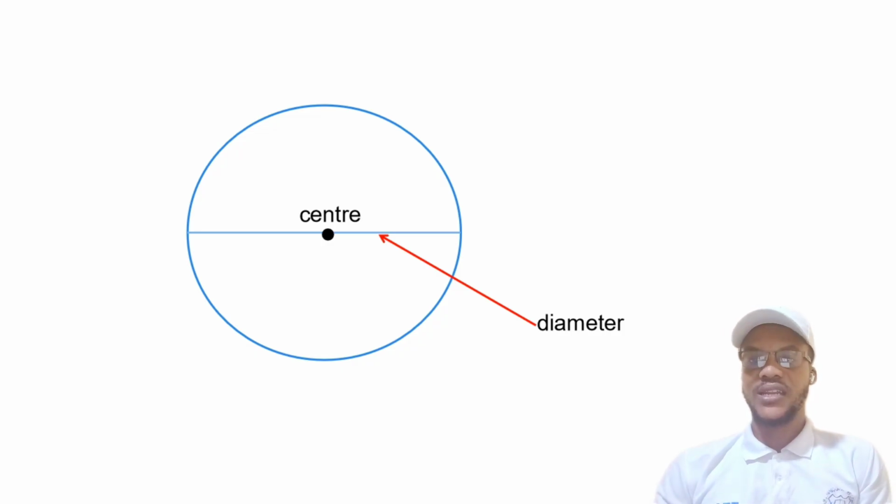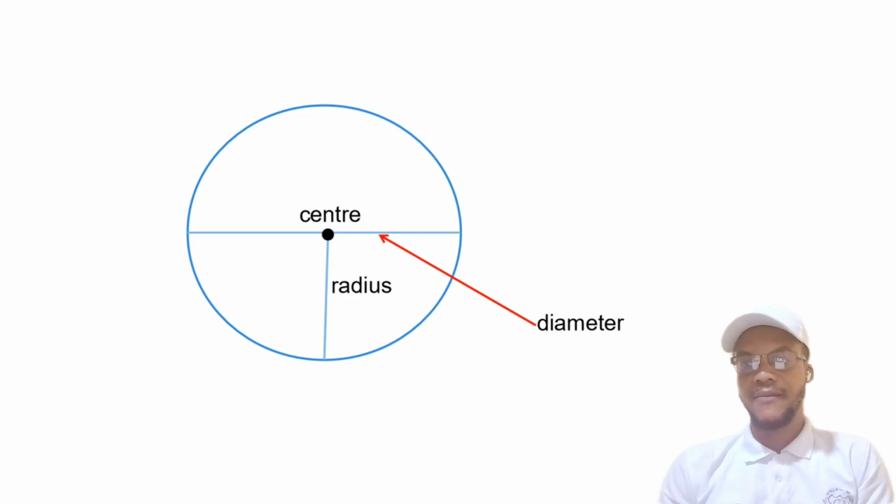Now let's also identify this part, which is called the radius. The radius is half of the diameter. If you draw a line from the center to any point on the circumference of the circle, that line is what we call the radius, and it is half of the diameter. So take note of that.